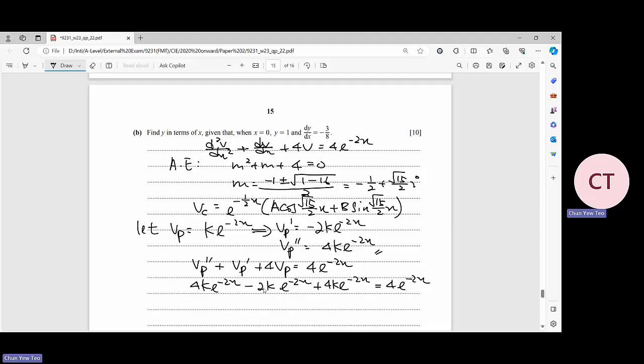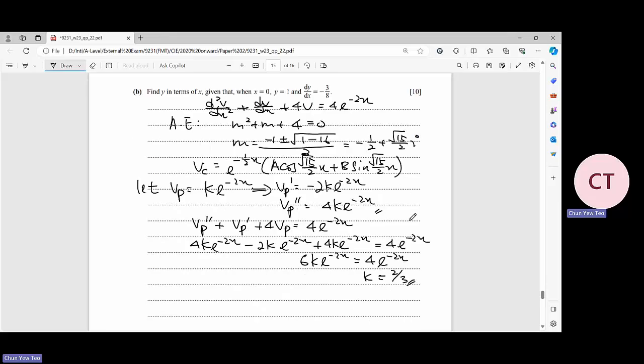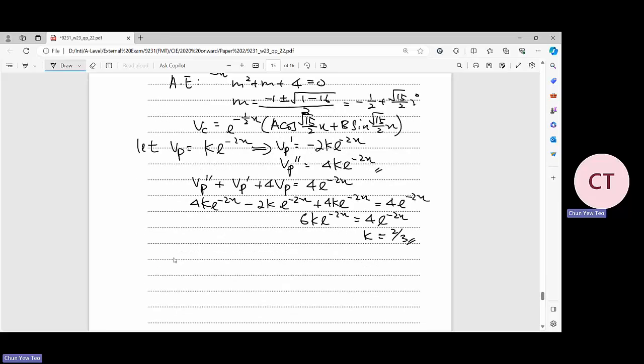Then if you combine them together, you will have 6k e^(-2x) equal to 4e^(-2x). That means your k will be equal to 2 over 3. Okay, so you found the k, then you found the vp.